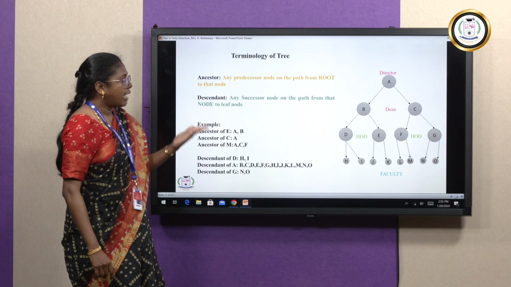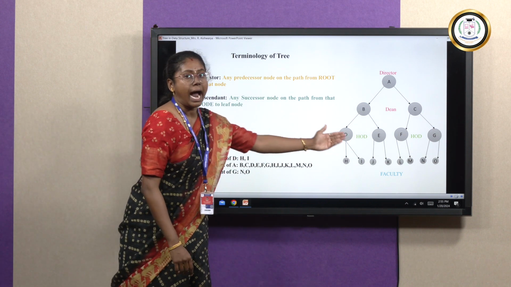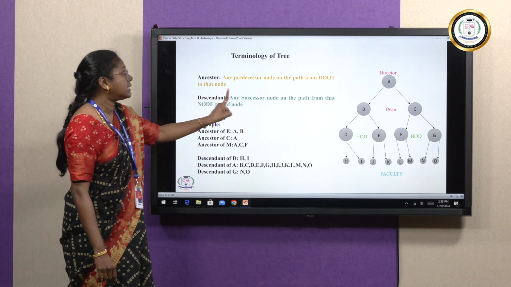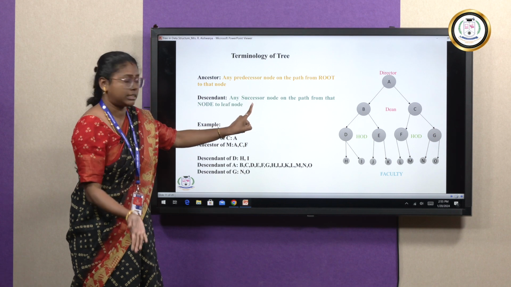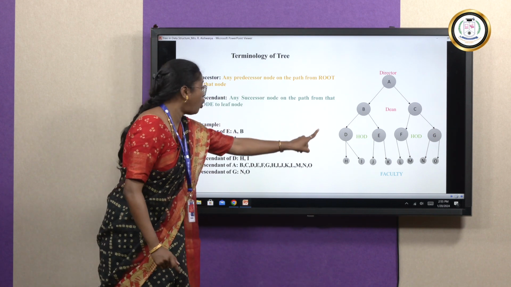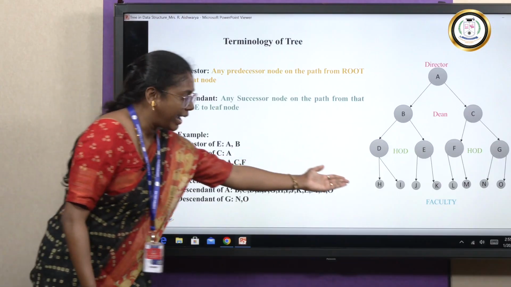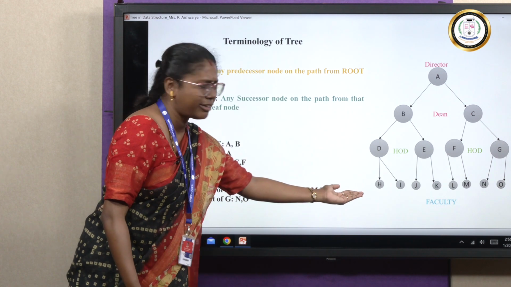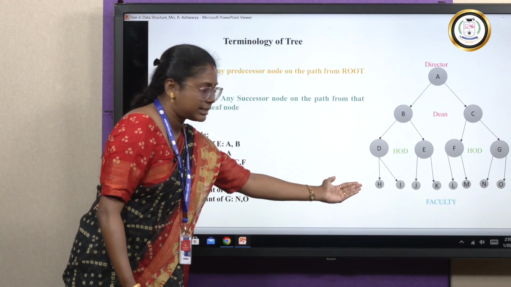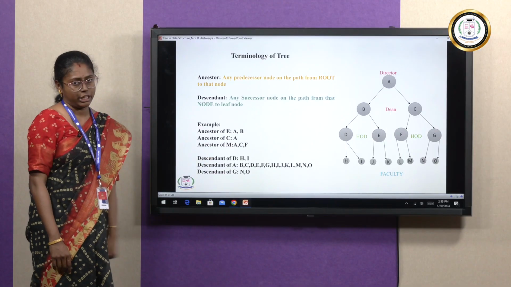Descendant of D. I want to find out what the descendants of D are. Here they are giving H and I. That is very important: any successor. Successor means next, on the path from that node to the leaf node. For D, what is the leaf node? This is the final node. If I am asking for B, this is the final node, right? So for D, this is the final one. So we are reaching the leaf node. So here the descendants of D are H and I.